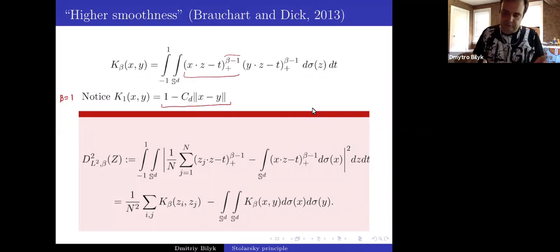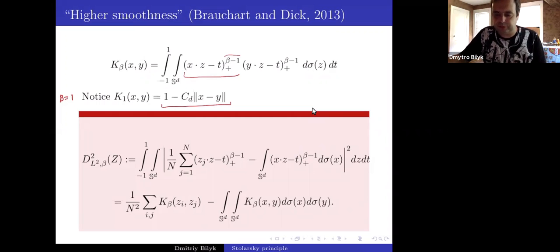Okay. So for other betas, this is indeed an extension. So why did they want to look at this particular extension? Well, this corresponds in a certain sense to Sobolev spaces on the sphere with higher smoothness.